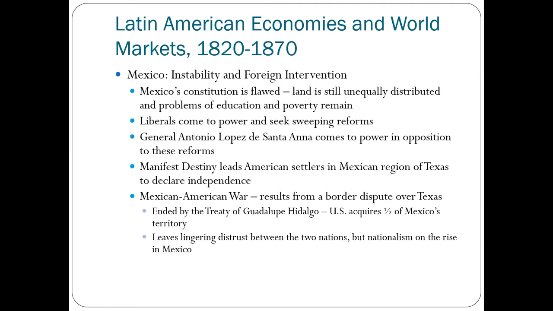As the victors, the United States acquired half of Mexico's territory. That is today the states of California, Nevada, New Mexico, Arizona, Utah. That made up about half of Mexico at the time.